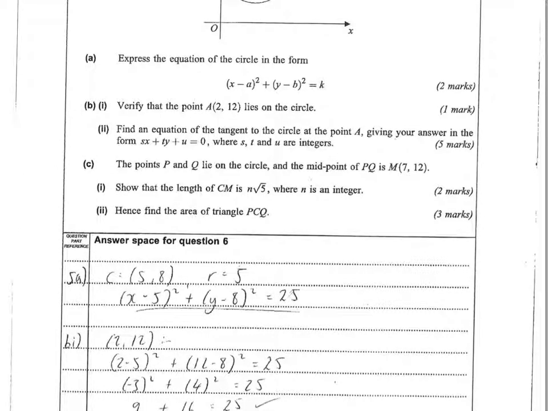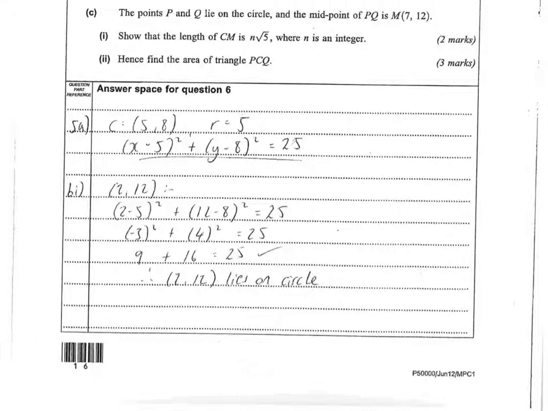So have a look at the solution, and you can see here, instead of 5 squared, I've written 25. If they'd written a k squared there, I would have written 5 squared instead. Verify this point lies on the circle, put it into the equation of the circle and demonstrate that it works. And then write down also a clear statement at the end.